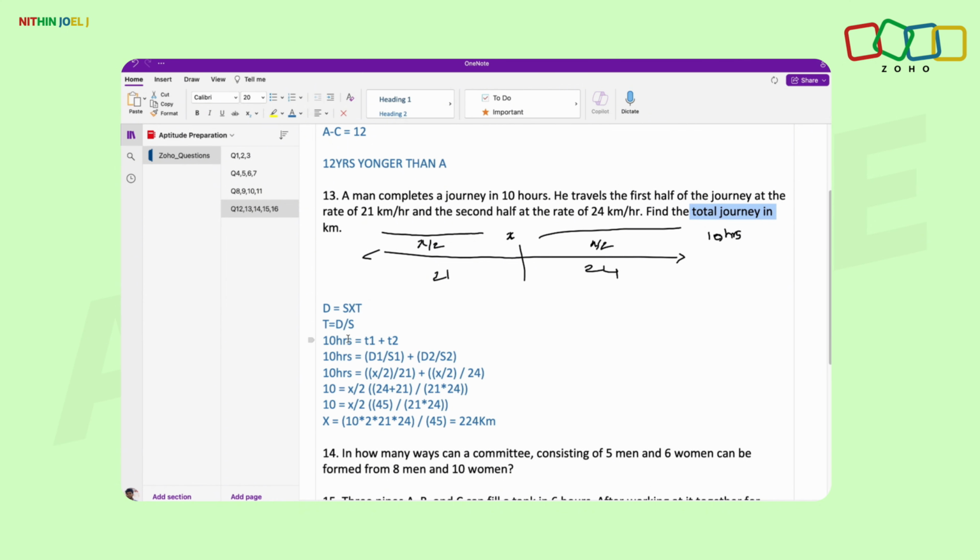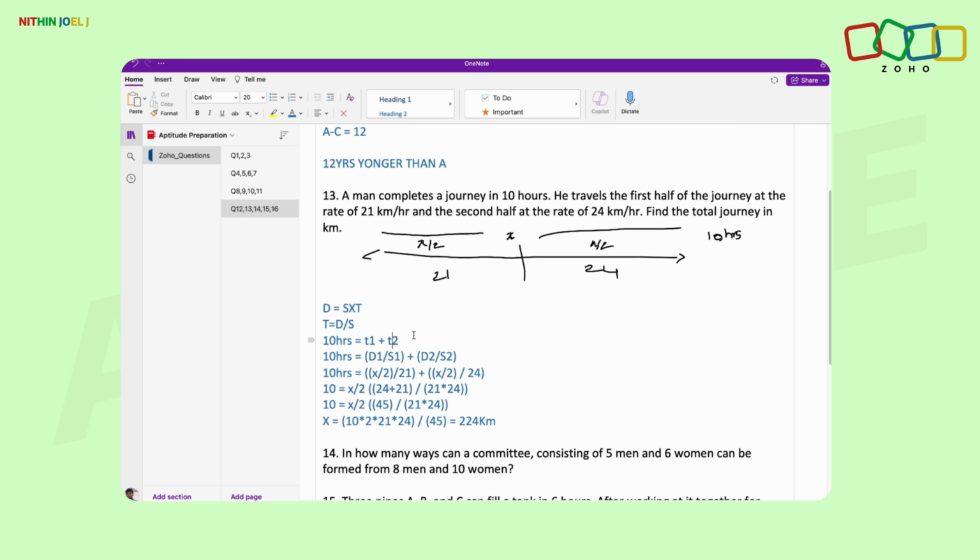in his journey. So we have 10 hours, and they have given in the question that in the first half he took 21 km per hour and in the second half he took 24 km per hour. So we are just dividing this time into t1 plus t2. Here they have just mentioned the distance is traveled in halves, which doesn't mean that he took 5 hours for distance 1 and 5 hours for distance 2. That's not the meaning over here.